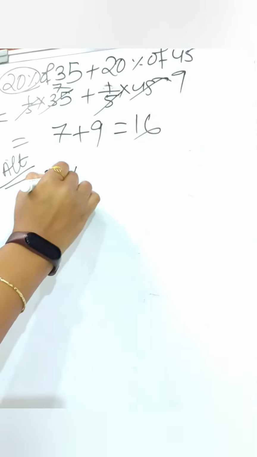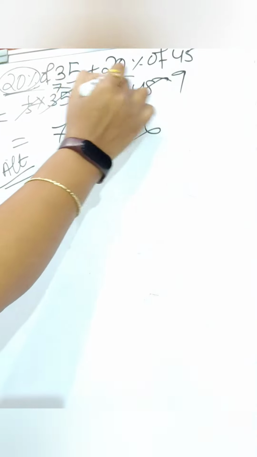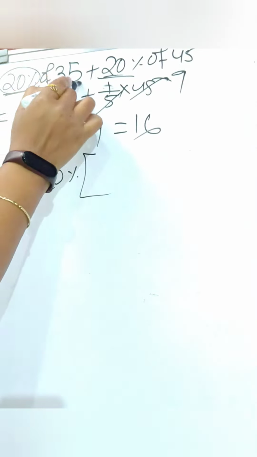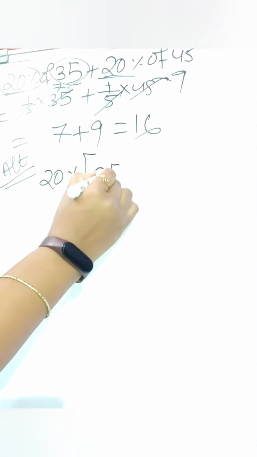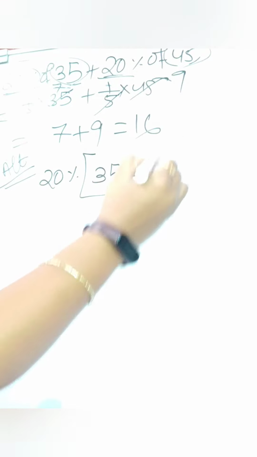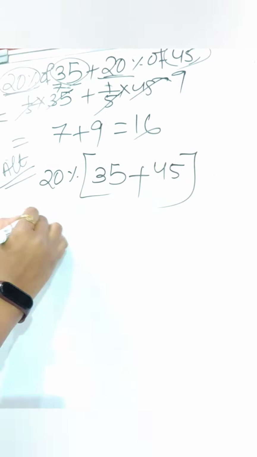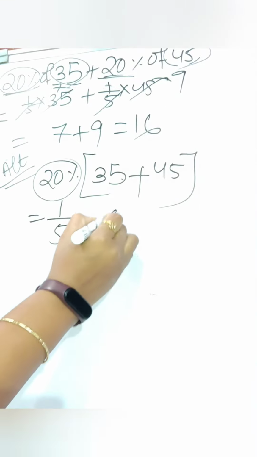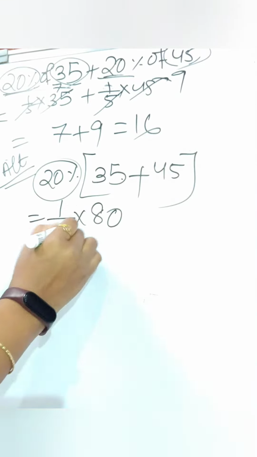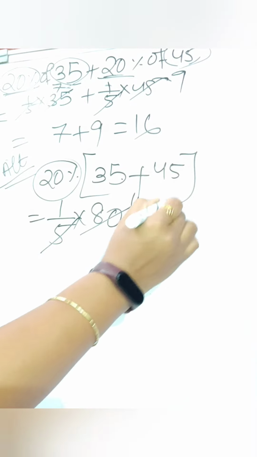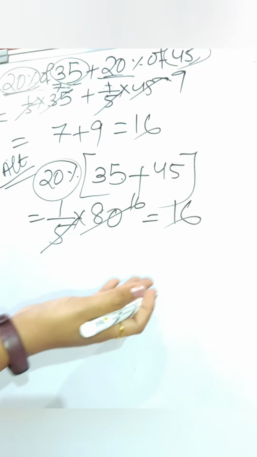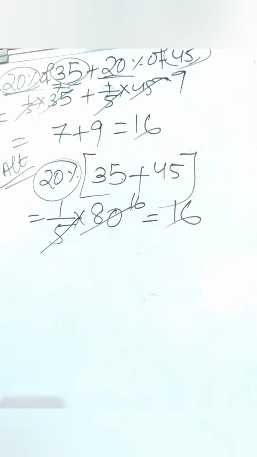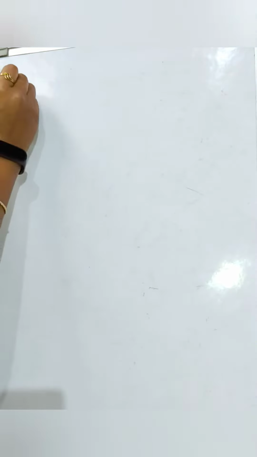When the percentages are equal, at that time take the percentage common. That is 20% of one number, 35, plus another, 45. Add 35 and 45, and 20% we know is 1 by 5. So 1/5 of this sum, which is 80, gives 16. You get the same number. The only thing is that here the percentage should be common.